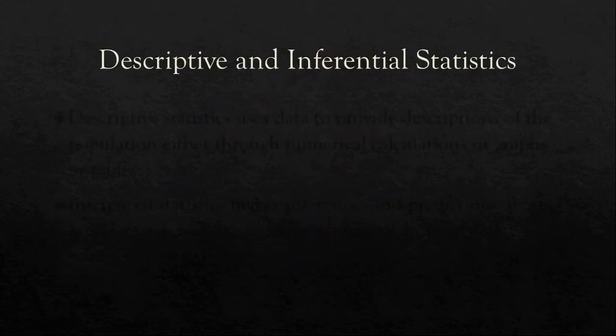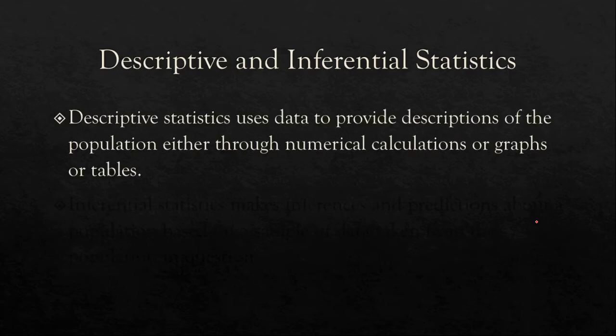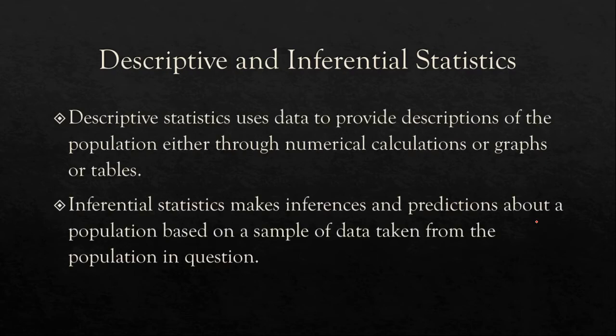Now let's understand what is descriptive and inferential statistics. Descriptive statistics basically uses the data and then it will provide the description either in numerical calculations or in a table format. Inferential statistics, basically it is called prediction. So it will take a sample data and it will predict, it will do some inferences, and it is something like suggestions.